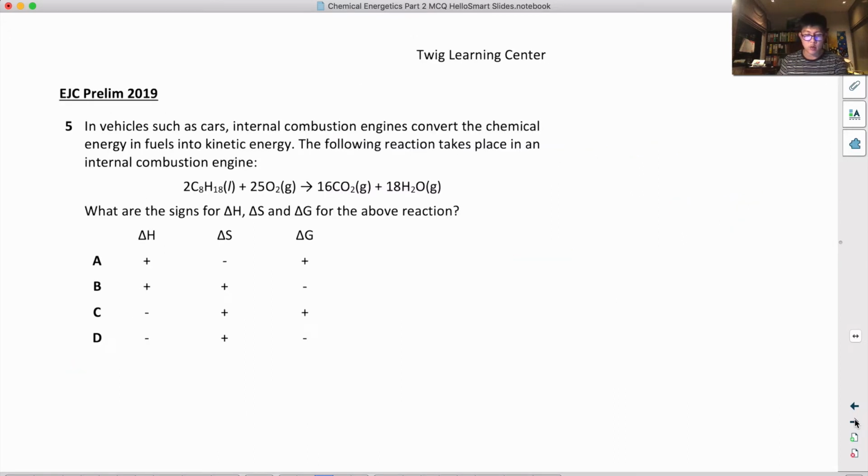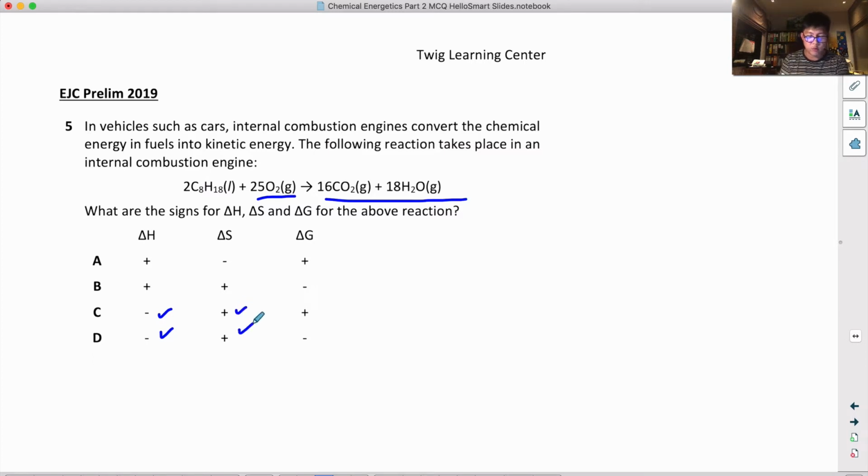Okay, let's look at question 5. In vehicles such as cars, internal combustion engines convert chemical energy into kinetic energy. What are the signs for change in H, S, and G for the above reaction? You can see that this is a combustion reaction, it's exothermic, so change in H must be negative. And you can see from here there's 25 moles of gas to a lot more gas. So it's becoming more disordered, so change in S has to be positive.